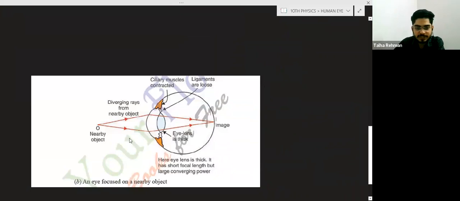So when the object in front of the normal eye is nearby, you can see this eye lens becomes thick, so that the focal length should be reduced and the power should be increased. And how will the focal length be adjusted? By these ciliary muscles. So the ciliary muscles contract, and due to the contraction of these ciliary muscles, the eye lens becomes thick. Eye lens becomes thick, and focal length decreases.